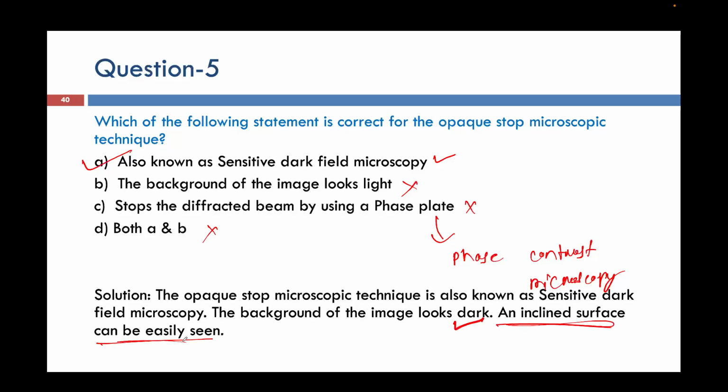Why the inclined surface? Let's say this is our incident beam, and the incident rays are falling like this and like this. What is happening on the inclined surface? The emergent ray will go like this, and if I put my objective here, I will catch all the emergent rays from the inclined surface, not these rays; they will all be going away. That is why this methodology is used to see the inclined surface.